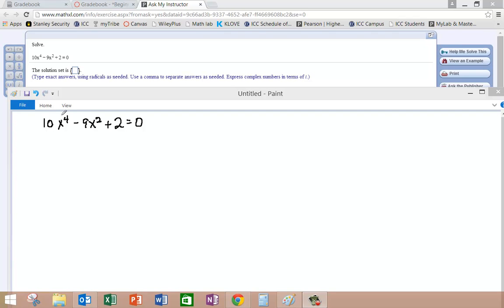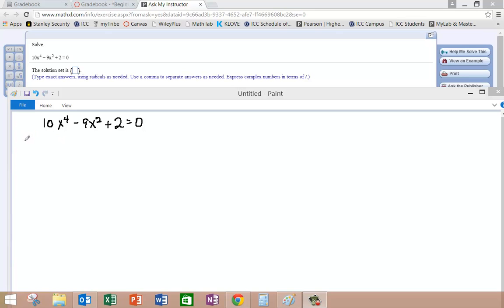I received a request for assistance with this college algebra problem. This is from section 1.6, around problem 77. We have 10x to the fourth minus 9x squared plus 2 equals 0. Now this isn't a quadratic equation, but it is quadratic in form.